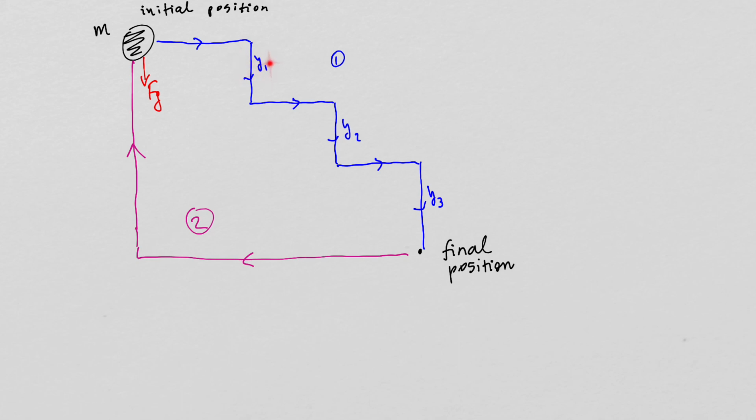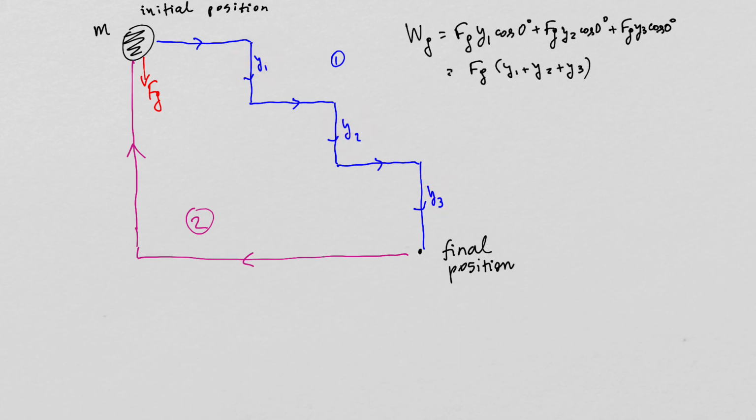And so the work done along the three vertical portions, the work done by the gravitational force, Wg, is equal to the gravitational force times y1 cosine of theta, which is 0 degrees. That's the angle between the gravitational force and the vertical displacement down, plus Fg times y2 cosine of 0, plus Fg times y3 cosine of 0. So that is Fg times (y1 + y2 + y3).